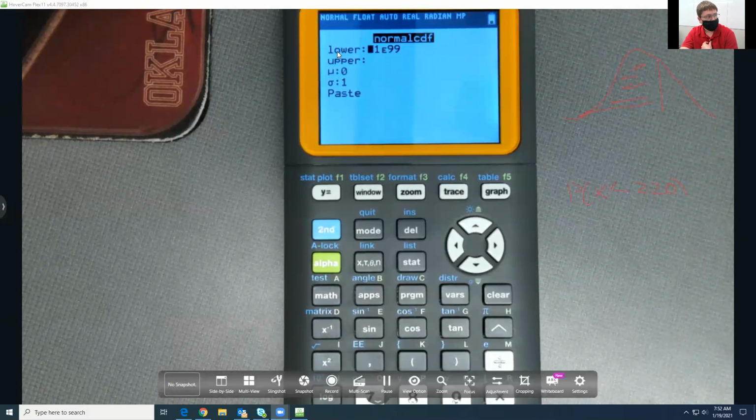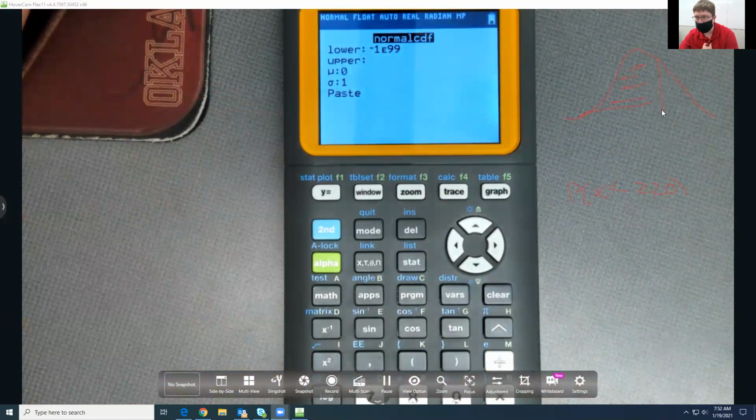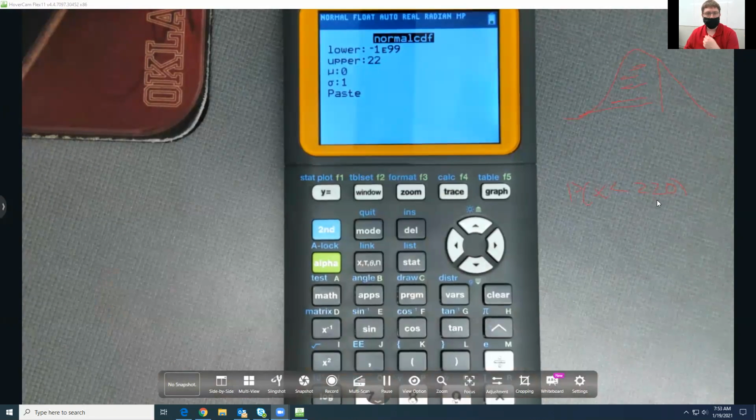So this means how far to the left does the graph go? How far to the right does the graph go? Well, if it goes to infinity to the left, where are we stopping over here on the right side? Well, we're stopping at our X value. So we're going to type in 220. So what we're telling the calculator is between these 2 points, how much area is under the curve?